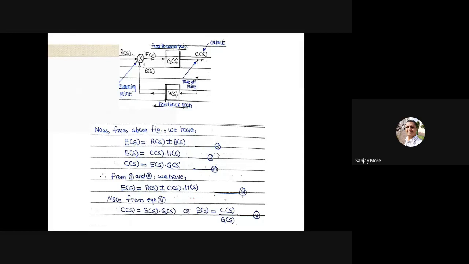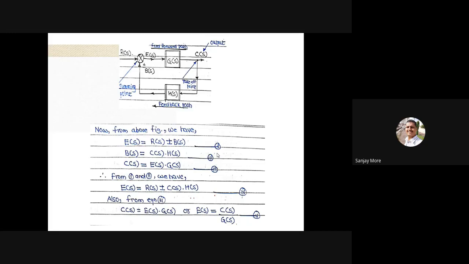Now from the figure we have E(S) is equal to R(S) plus minus B(S). This is equation number 1. Write down whenever I dictate. Mathematical part is there. Capital B(S) is equal to C(S) into H(S). Equation number 2. C(S) is equal to E(S) into G(S). Equation number 3. Okay.